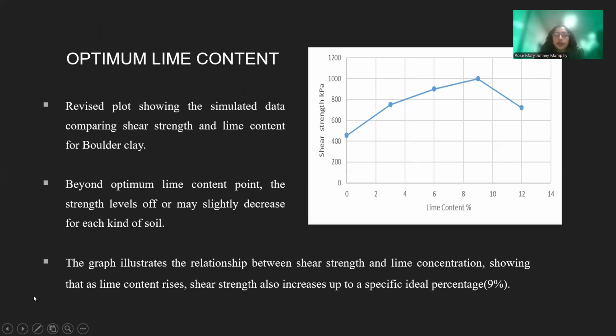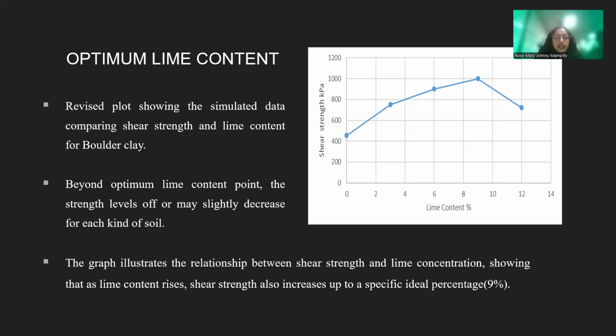Now we are going to discuss optimum lime content. The graph shows a revised plot showing the simulated data comparing shear strength and lime content for boulder clay, which was obtained from Martin Liu's paper. This graph illustrates the relationship between shear strength versus lime concentration.